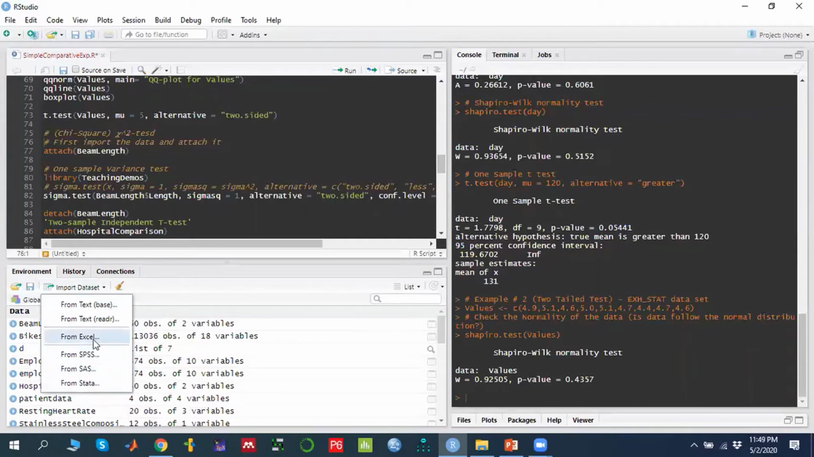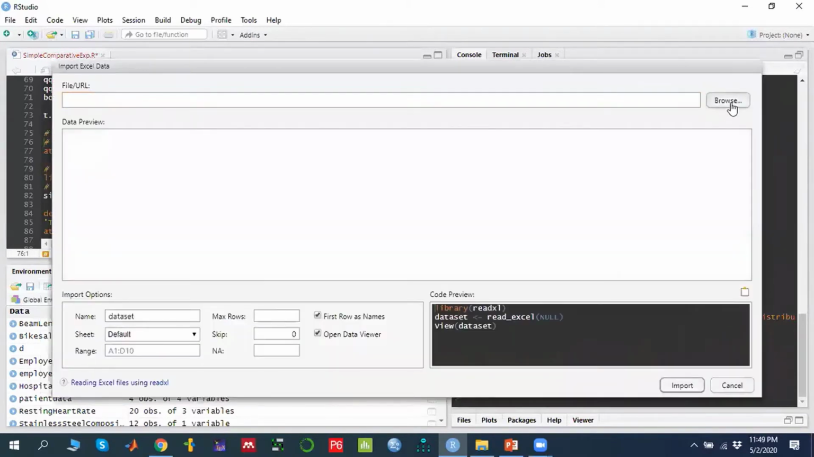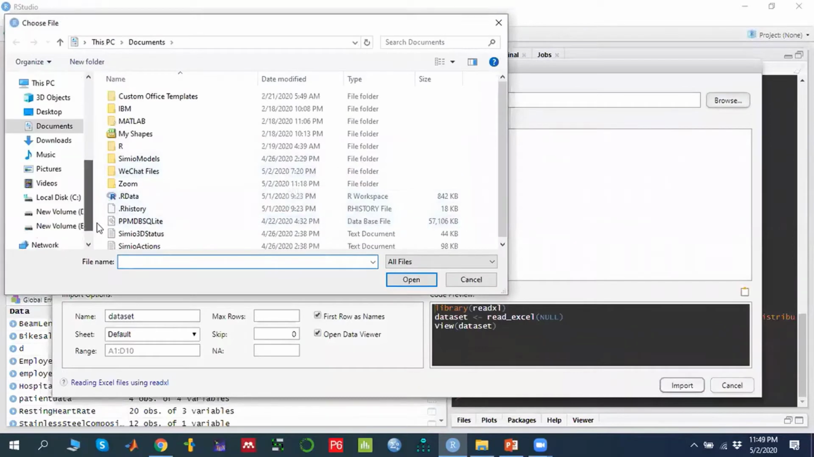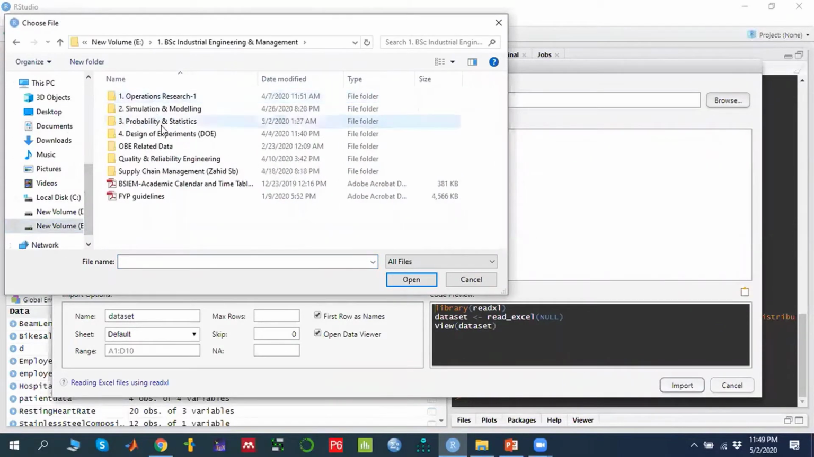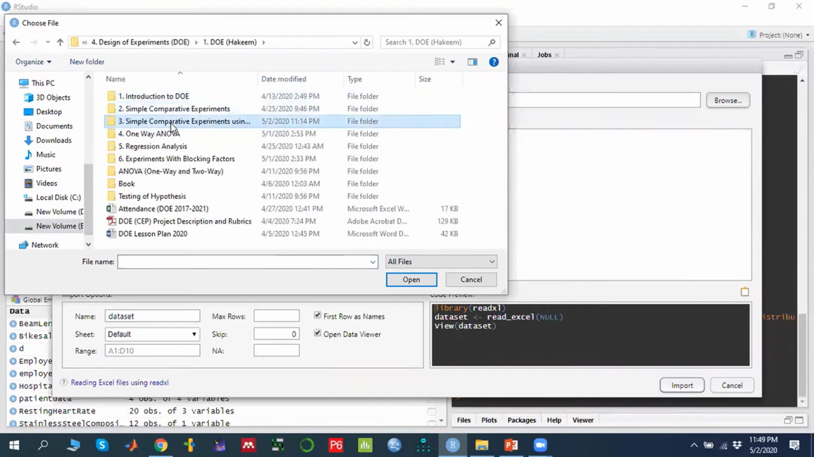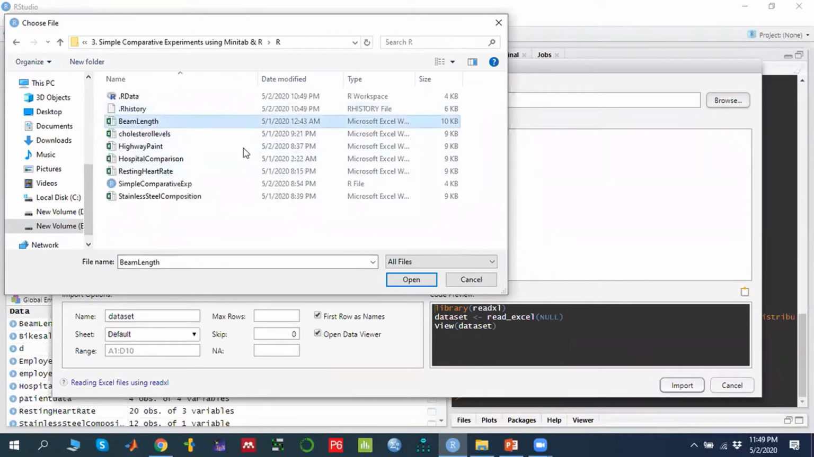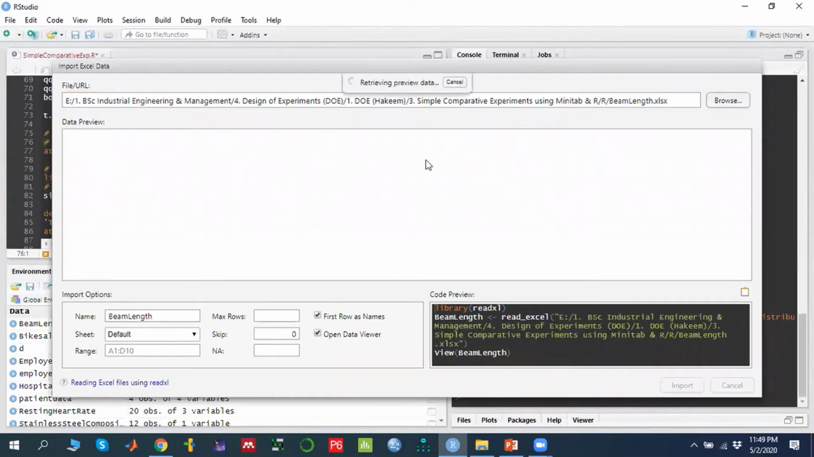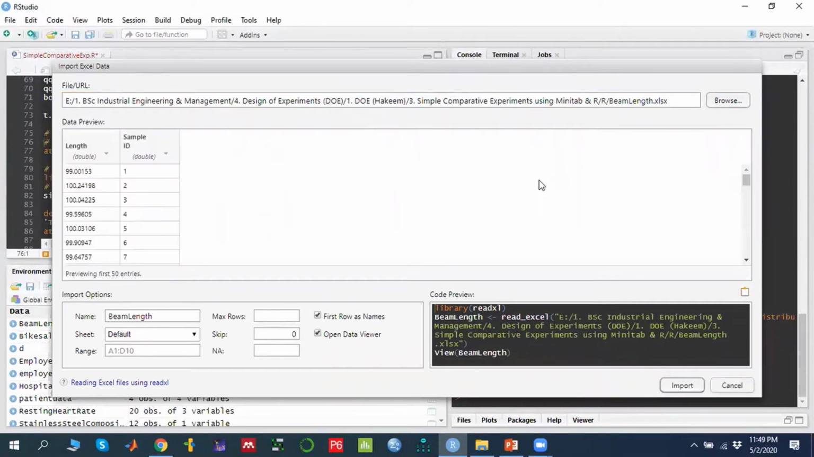So right now I have an Excel file. I will click over here, then Browse. My data file is in the folder of R. So this is the beam length, right? As soon as I have selected that file, RStudio has written down a code for me. They call the library, whatever library I needed, they read the data set, and they also run the command of View, so we can see the data values.